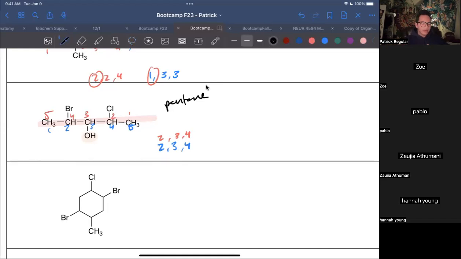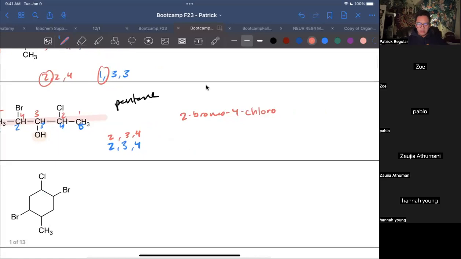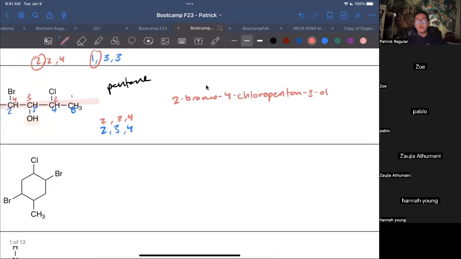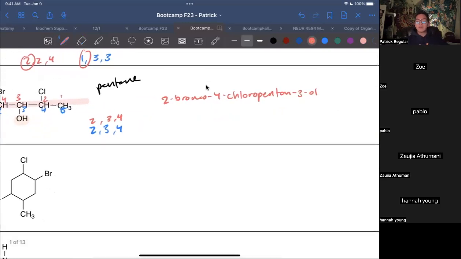Alphabetical order. So if we had to choose between bromine and chlorine, we would choose bromine. So bromine, we get the 2. It would be 2 bromo, 4 chloro, pentan 3 ol. You can write it as pentanol if it was a 1. If it was a 1, you are welcome to not write the 1, just do pentanol. But honestly, I would just keep the 1 there just in case.